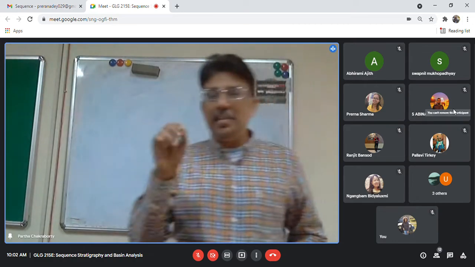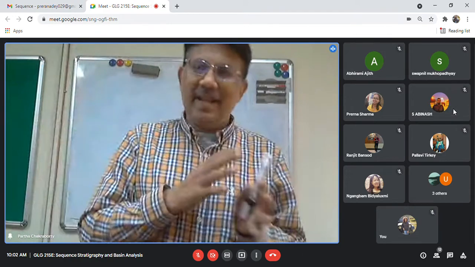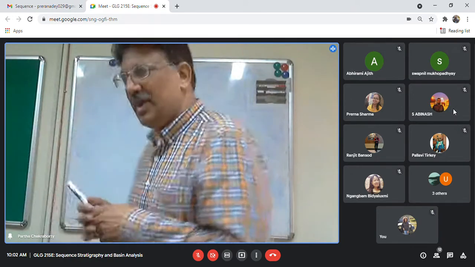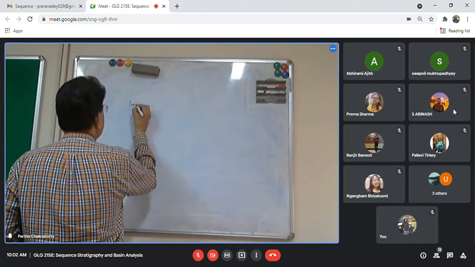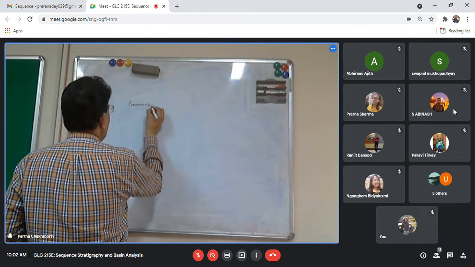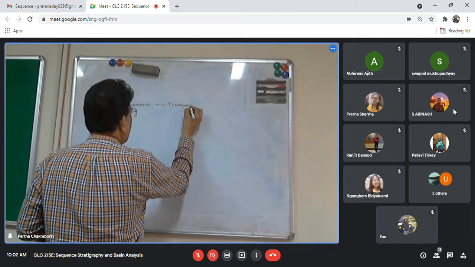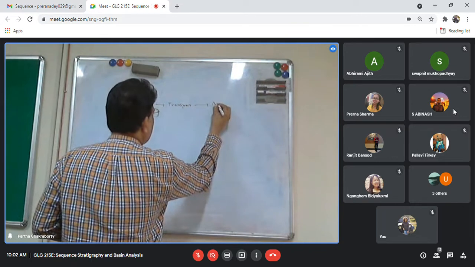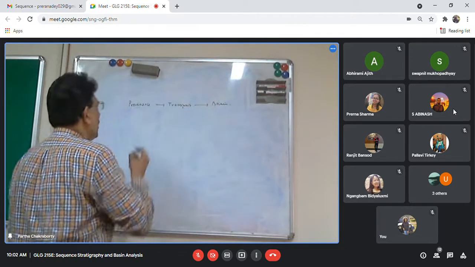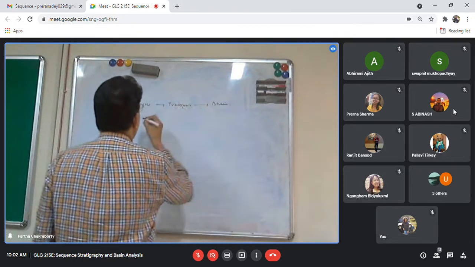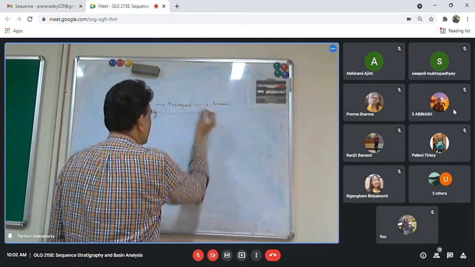The sediment which is delivered in a basin, because this is another aspect. When we talk about a basin, there is a provenance, there is transport, and then finally it reaches the basin. Right? So today our main topic will be how the sediment reaches the basin.